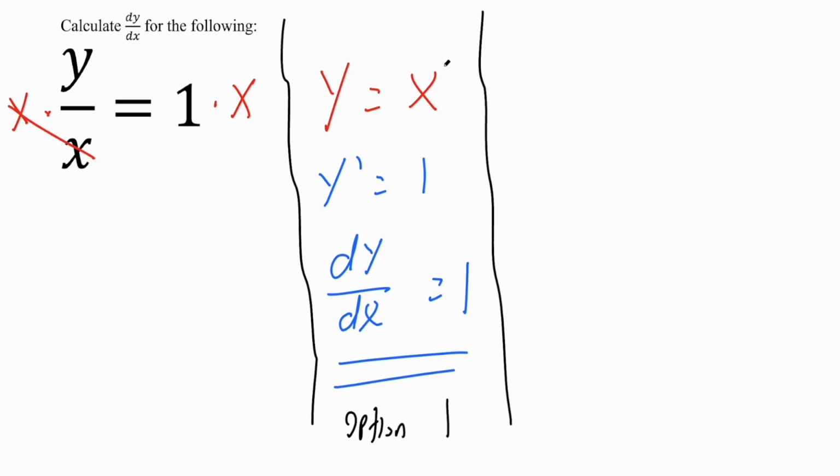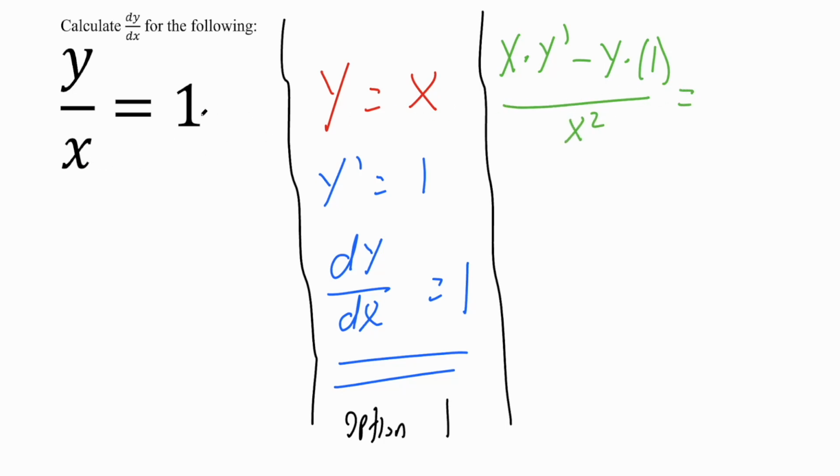Now let's do option 2. Now option 2, what if we go straight in? We use the quotient rule. Low d high minus high d low divided by the square of what's below. So low meaning the denominator. So x times derivative of our numerator. So we'll say y prime minus high, so the numerator, times the derivative of our denominator, and the derivative of x is just going to be 1, divided by the square of what's below, so divided by x squared is equal to. Now the derivative of 1 is just 0. So 0 times x squared is just 0, so we get x times y prime minus y times 1, so just y, is equal to 0.